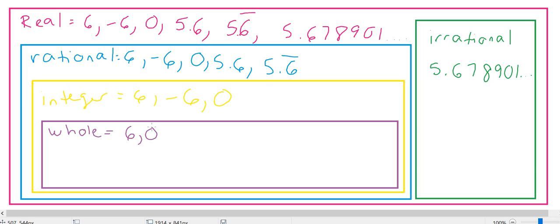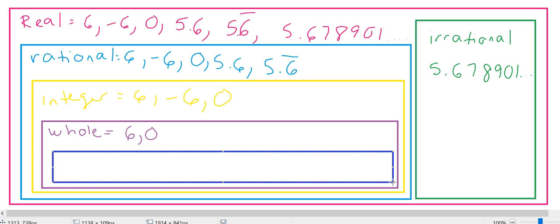The last type of number we're going to discuss are natural numbers. Natural numbers are only positive numbers, so of the ones that we discussed before, it would only be 6. It would be any positive number. It would not be 0. It would not be a negative number. It would not be a fraction. It would not be a decimal that ends. It would not be a decimal that repeats. It would not be a decimal that goes on forever and ever.